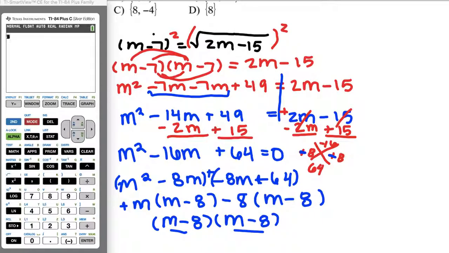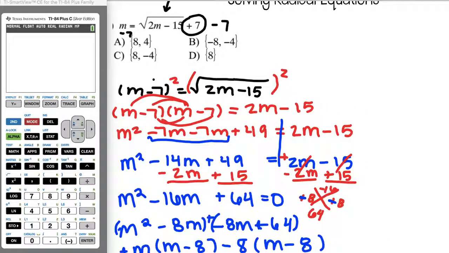So I really only have to put one of them equal to 0. So I'm going to say m minus 8 is equal to 0, and I'm going to solve it by adding 8 on both sides. And I know that my answer is equal to 8. If I go back to my original question, that tells me that my answer is D.